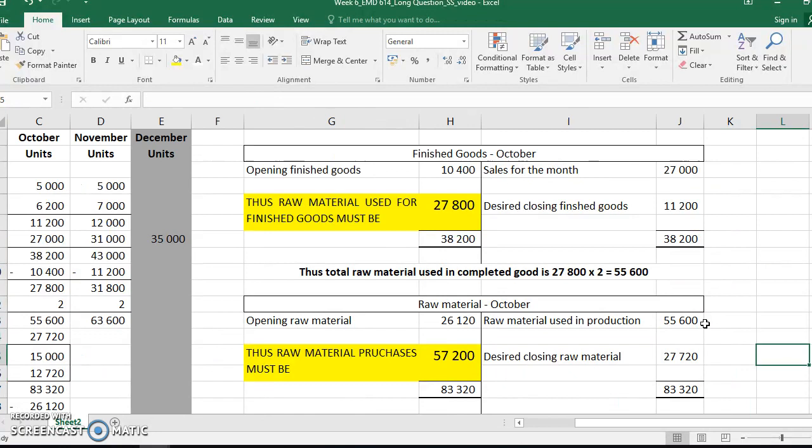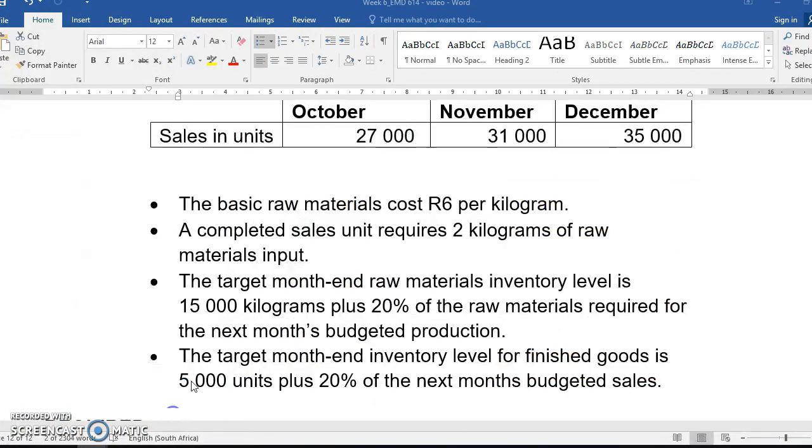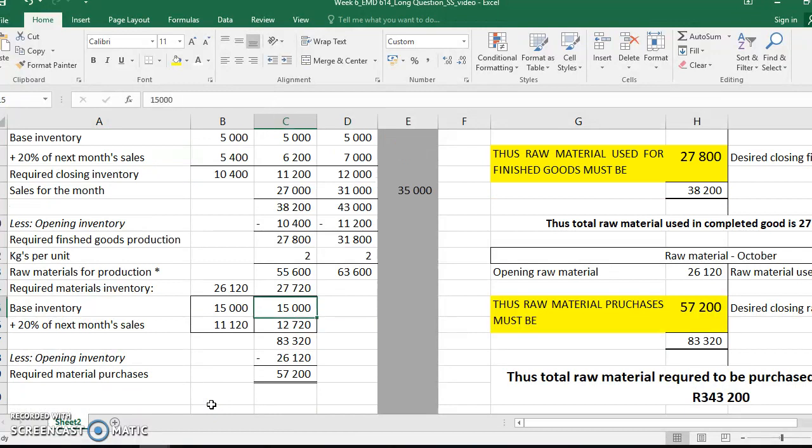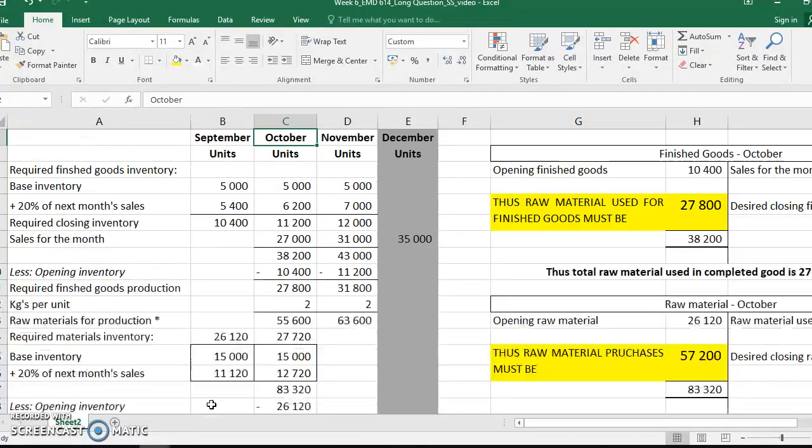And again, on the credit side, in the raw material, we have what's used in production, and effectively, if there's any, the desired closing stock. And the desired closing stock, they told us, is 15,000 kilograms plus 20% of the next month's production. And this is why you need that extra month. So 15,000 is the base. Then we need 20% of next month's production, which you'll see comes to, next month's production is 63,600, 20% of that is 12,720. But how do we get there?